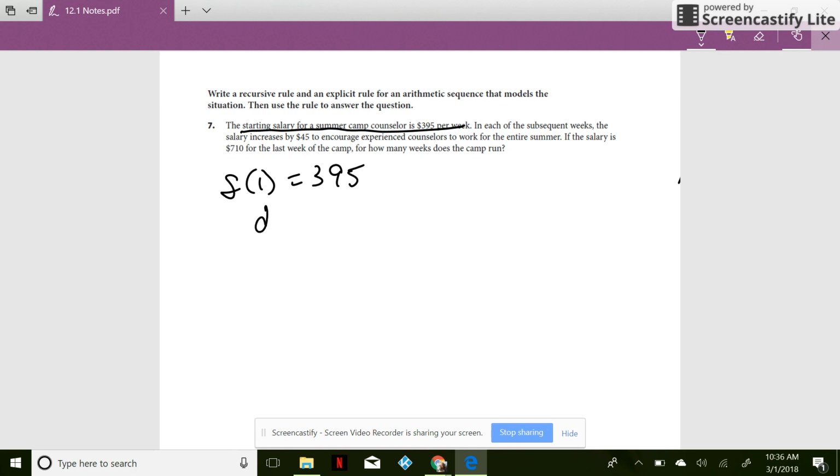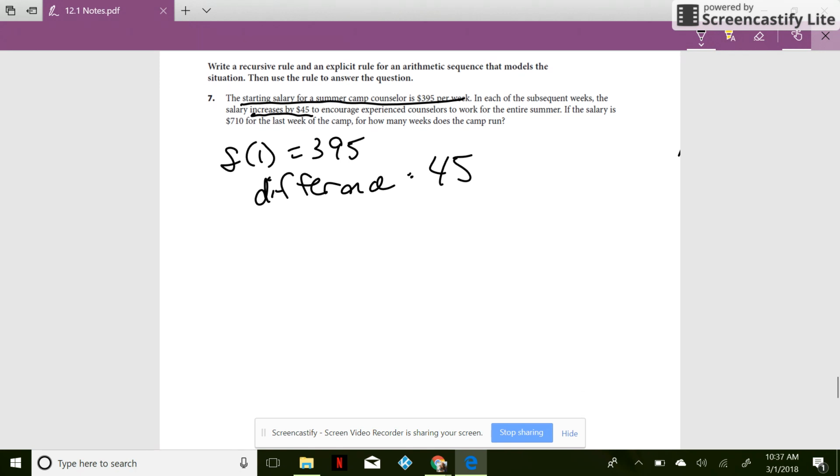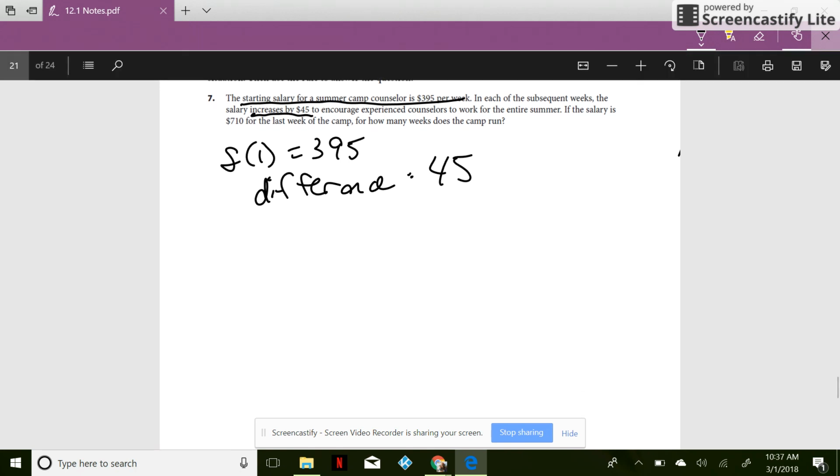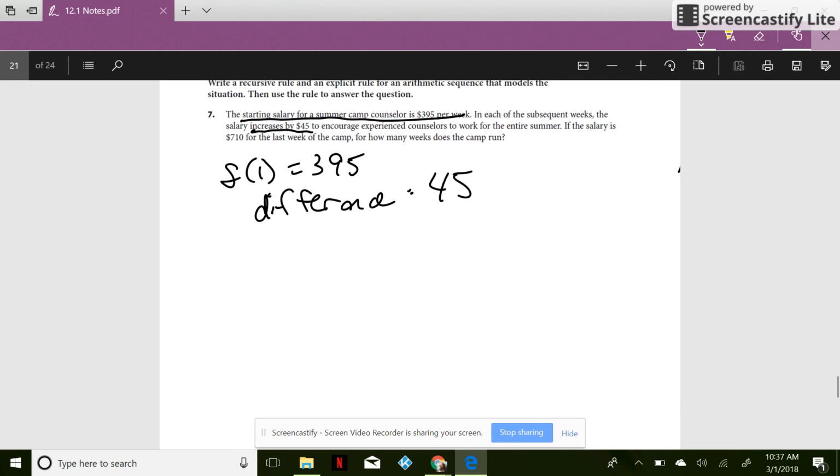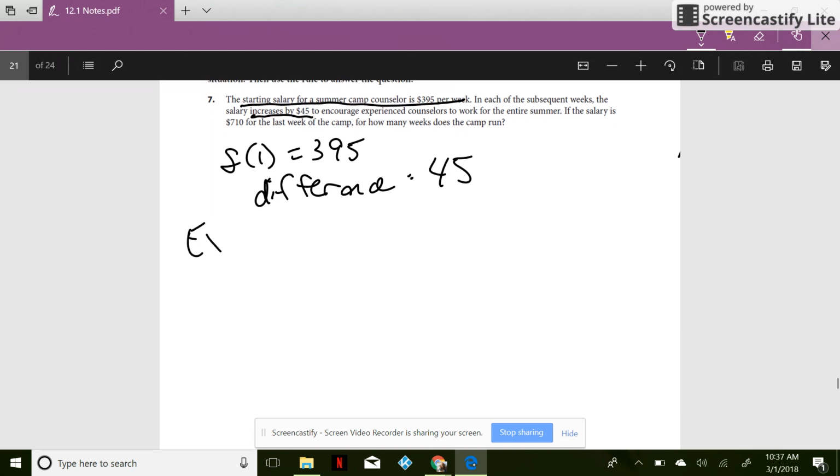So the common difference is going to be 45. That price, how much they get paid, is increasing by $45. So it's going up. So if we want to think about our explicit rule, it would be f of n is equal to our starting value, $395, plus our difference. Since we're starting at week 1, it will be n minus 1.